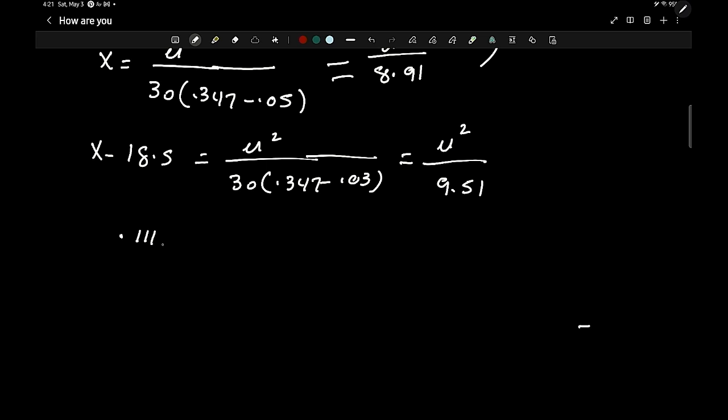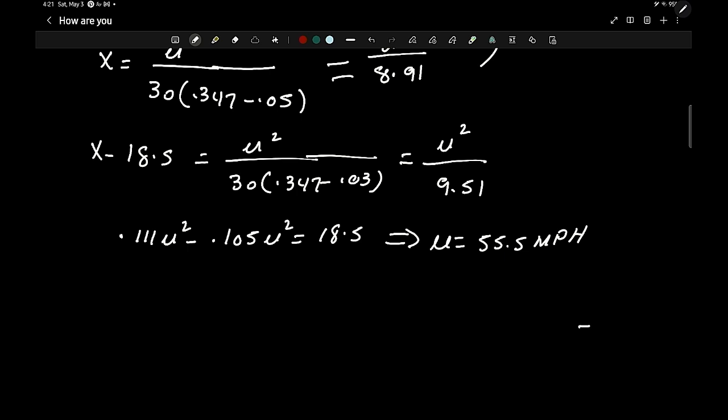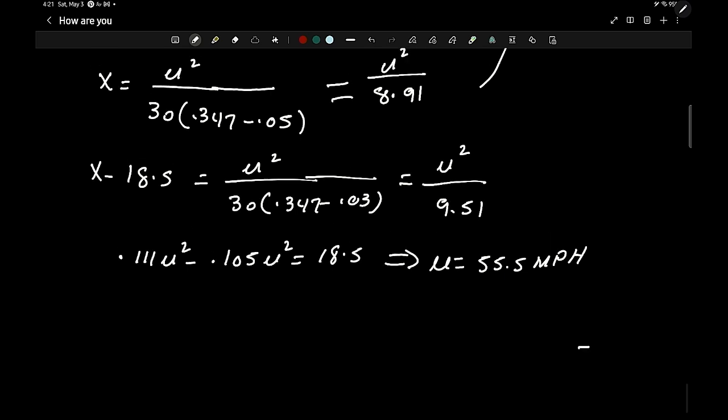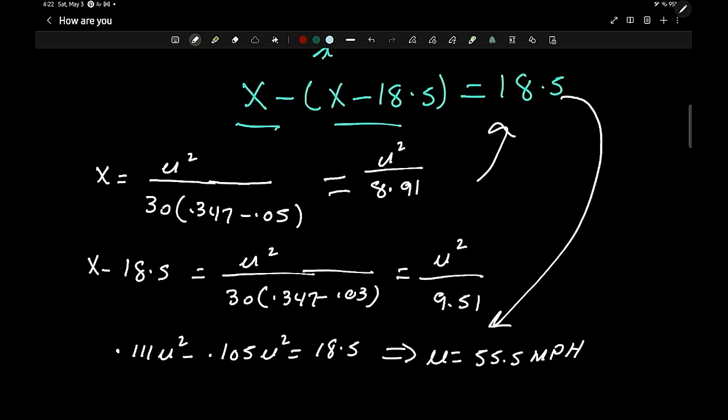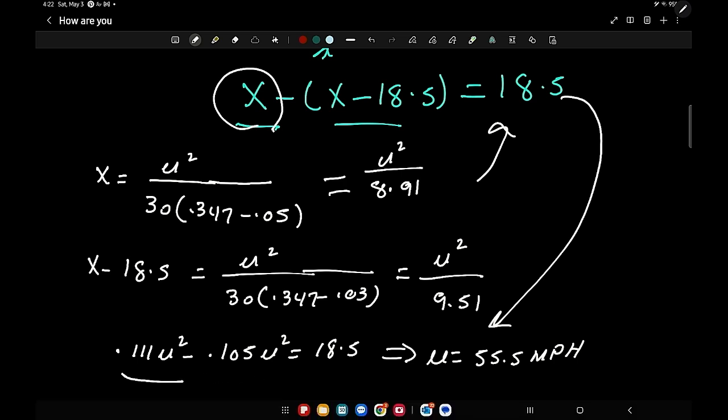So if I put this into an equation, we have 0.111 u squared minus 0.105 u squared equals 18.5. And from here, u comes out to be 55.5 miles per hour. Now we have calculated that. All I did here was bring this equation down and put it in here. X is right here. This became x, and this became x minus 18.5 from above.